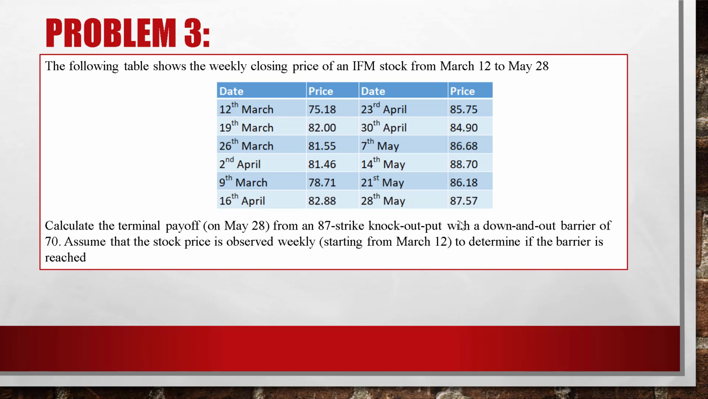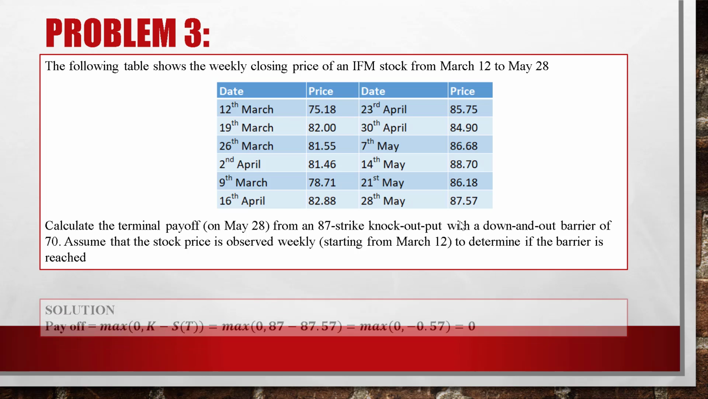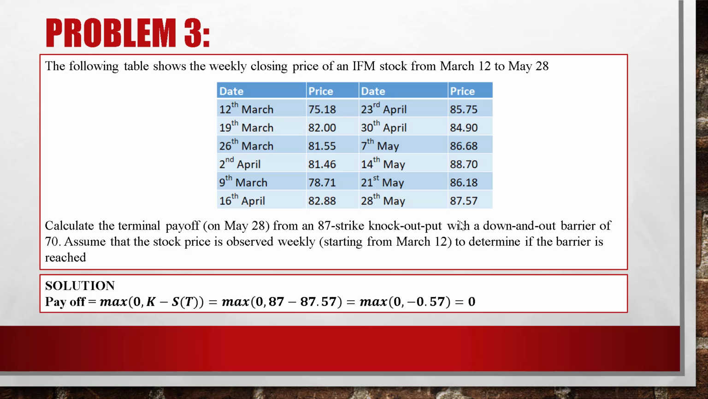Which is a negative number, so the payoff should be 0, because the payoff is the maximum between 0 and K minus S of T. So it should be the maximum between 0 and negative 0.57. We got 0 as the payoff.